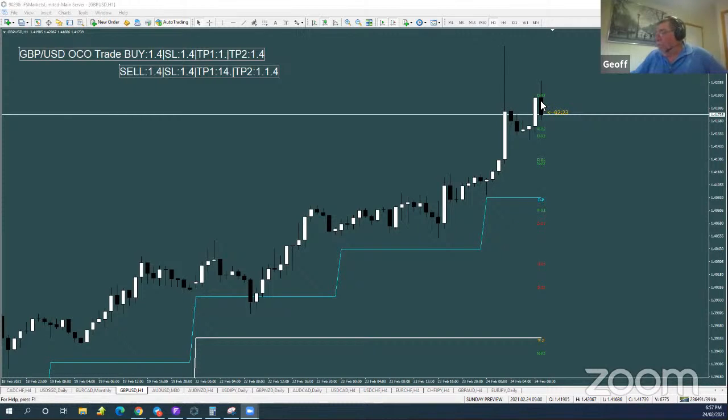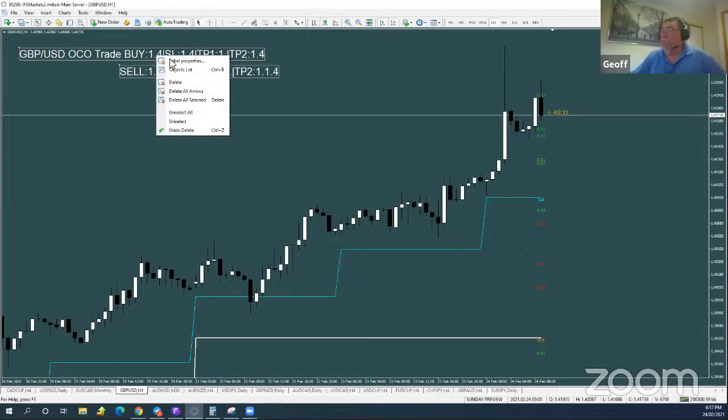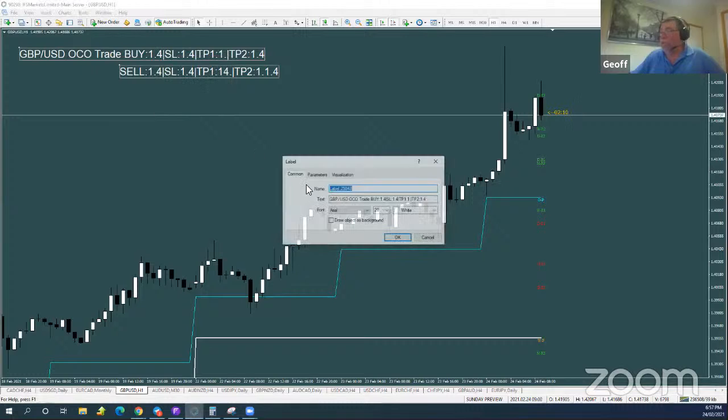The level of that candle is 1.42067, and I'll make that 1.4207, and we will add 3 pips to that. So the entry for the long will be 1.4210.